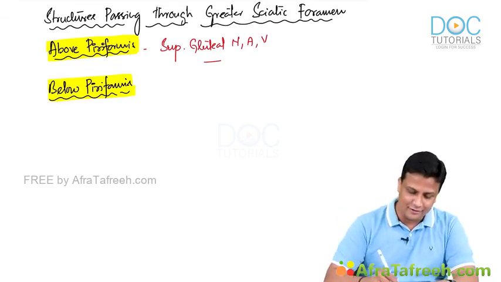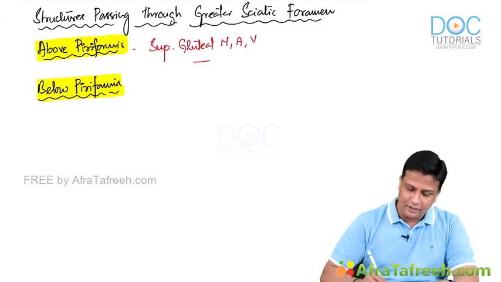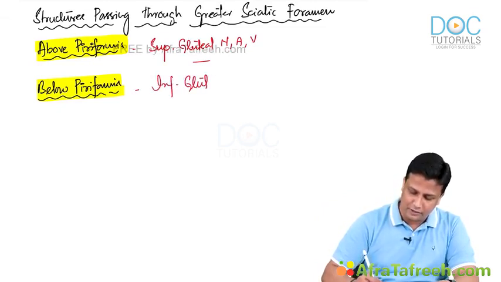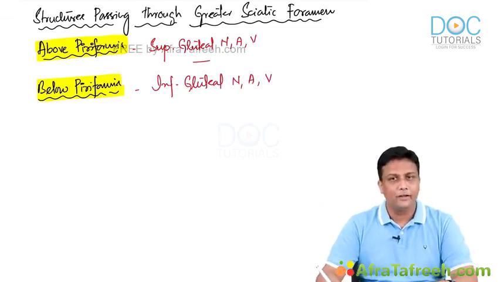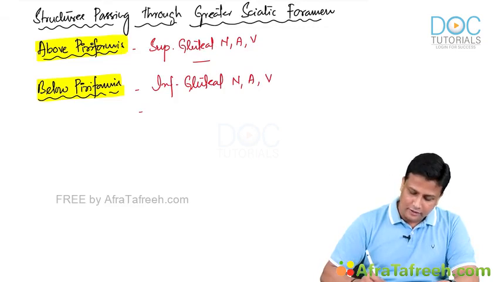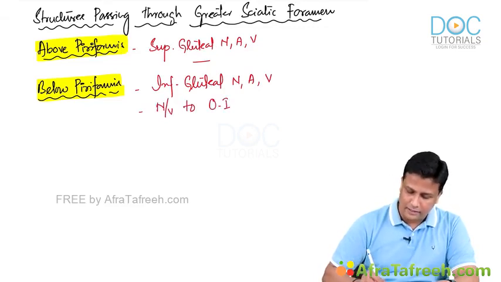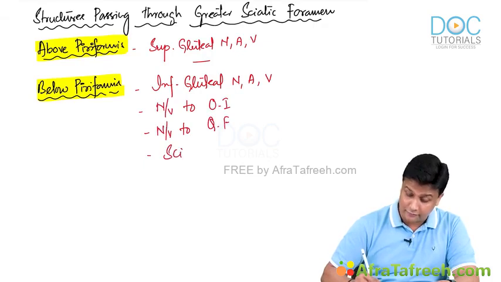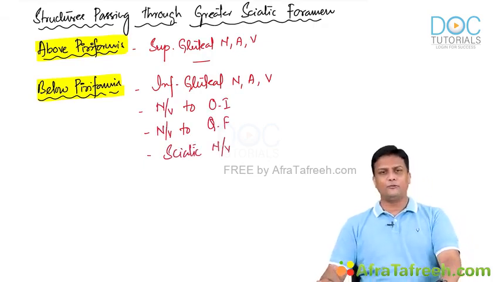Come on, try to make a list here. Inferior gluteal nerve, artery and vein. Inferior gluteal nerve, artery, vein. And then along with that, nerve to obturator internus. And then along with that, nerve to quadratus femoris. And not only that, even the sciatic nerve. Even the sciatic nerve is going to pass from below the piriformis only.